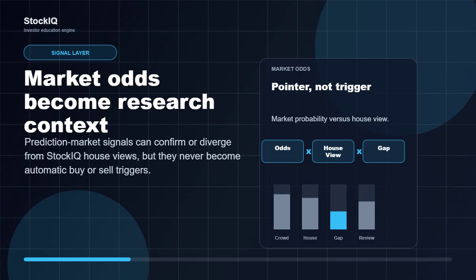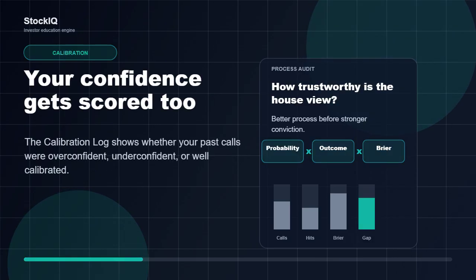For example, if NVDA has a prediction market signal mapped to it, StockIQ shows whether the market odds confirm or diverge from the StockIQ house view. If there's no direct ticker signal, the app still checks broader macro divergences like Fed risk, recession risk, or geopolitical risk, because those can affect the whole market.